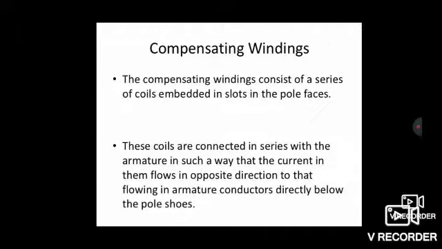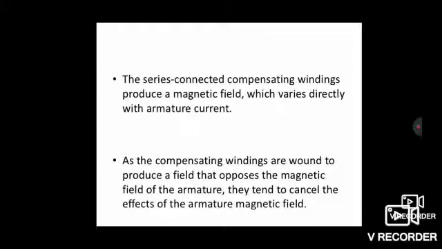First we will see about the compensating windings. The compensating windings consist of a series of coils embedded in slots in the pole faces. These coils are connected in series with the armature in such a way that the current in them flows in the opposite direction to that flowing in armature conductors directly below the pole shoes. The series connected compensating windings produce a magnetic field which varies directly with armature current. As the compensating windings are bound to produce a field that opposes the magnetic field of the armature, they tend to cancel the effects of the armature magnetic field.